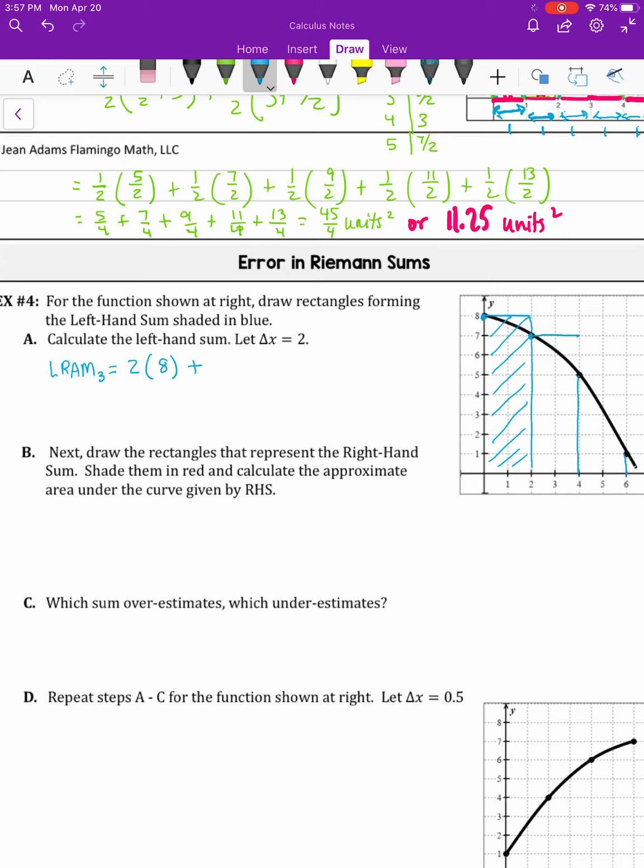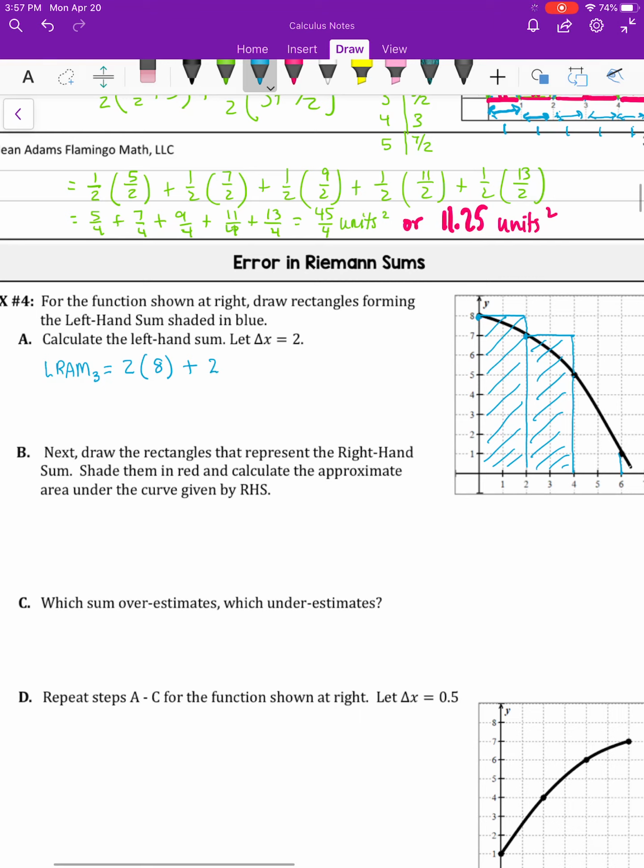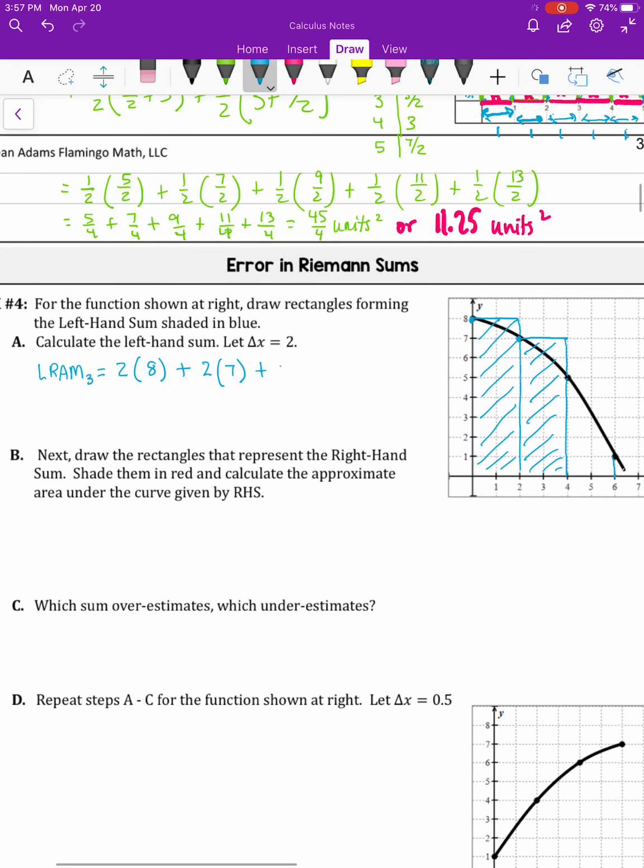So if I want to find LRAM sub 3, the reason I say sub 3 is because there's going to be 3 rectangles when I'm done. I've got 2 times 8 for my first one. My second one, I use my left side. I go over and down to create my second one, and this is going to have a width of 2, and you can see that the height is 7.